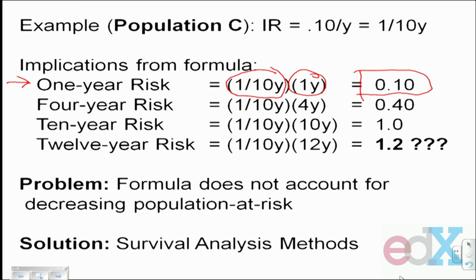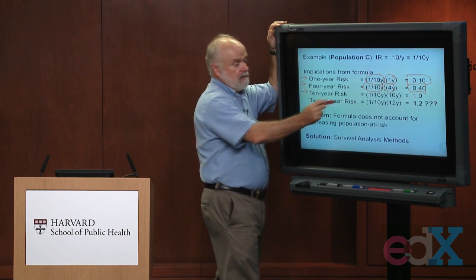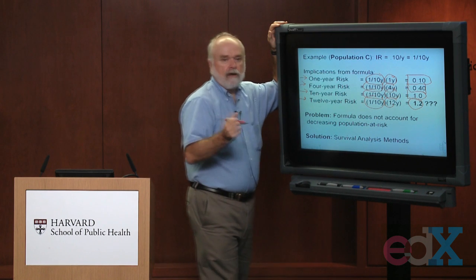I take the incidence rate, 1 per 10 person years, multiply it by 1 year, I'd get a risk of 10%. If I want a 4-year risk or 4-year cumulative incidence, I take the same incidence rate, but now multiply it by 4 years, and I get 0.4. Okay. If I want a 10-year risk, I take that incidence rate and multiply it by 10 years. I get a value of 1 for the 10-year risk. If I want a 12-year risk, I take the incidence rate, multiply it by 12 years, and I get a risk of 1.2. Well, wait a minute.